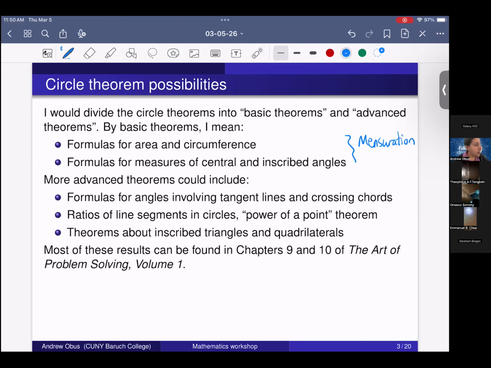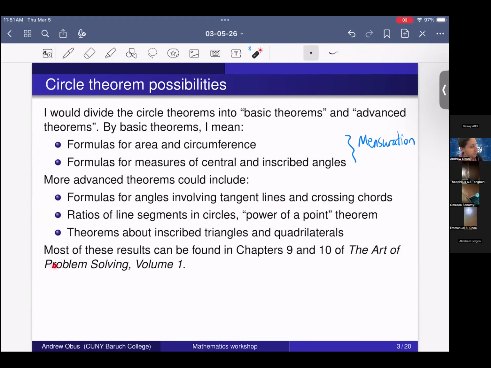Okay. And then there are various more advanced formulas for circles. I'm not claiming that this list is exhaustive, but one of the things would be formulas for angles involving tangent lines and crossing chords, and formulas about ratios of line segments inside circles. This is something called the power of a point theorem, which is kind of an amazing theorem, but it's actually very easy to prove. And then maybe some other theorems about inscribed triangles and quadrilaterals.